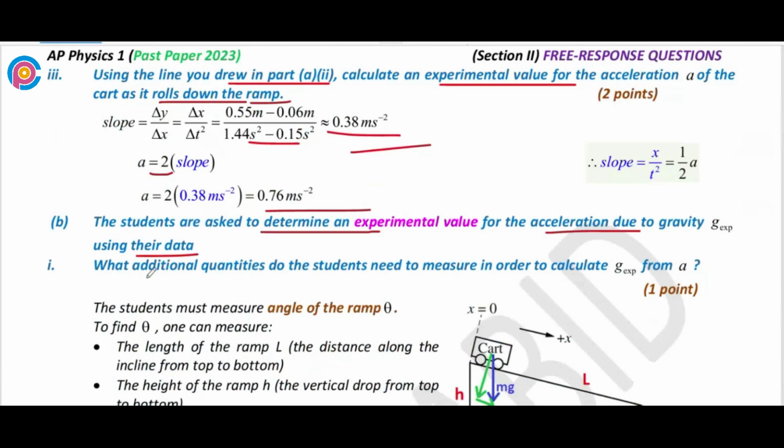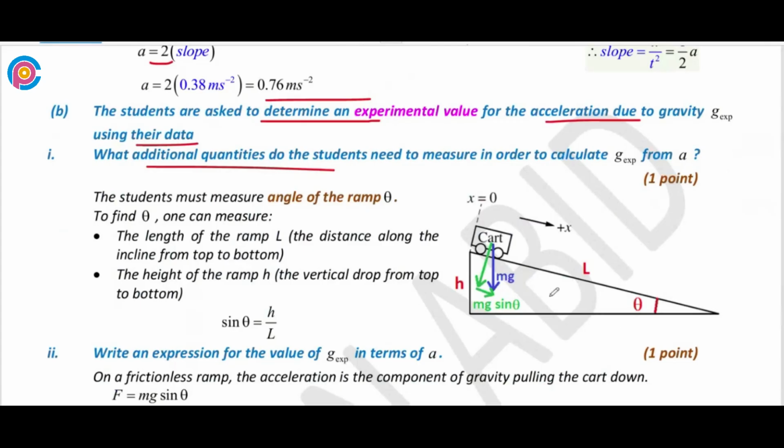Now, the students are asked to determine the experimental value of the acceleration due to gravity using their data. What additional quantity do the students need to measure in order to calculate experimental g from a? As we know, the cart is moving down and there is weight acting downward. The weight has two components. Mg sine theta is responsible for moving the cart down. So the angle theta is the most important thing the students have to measure. The inclination of the surface should be measured.